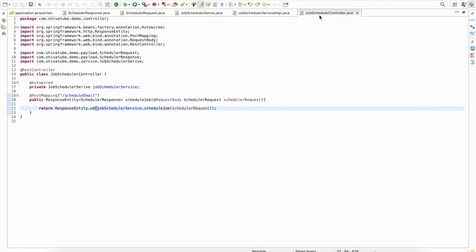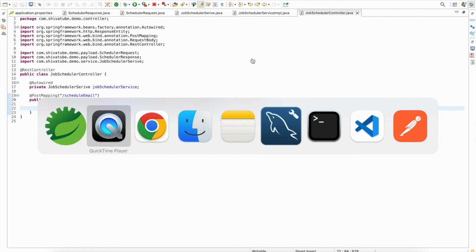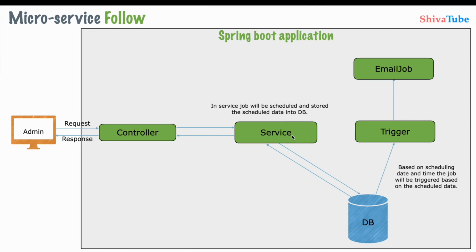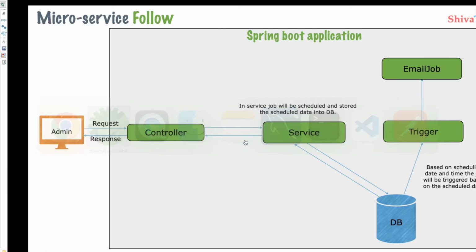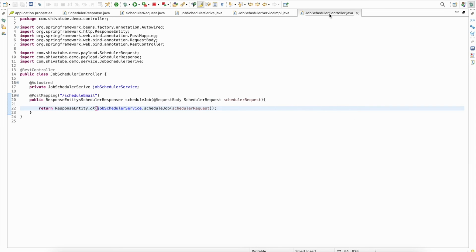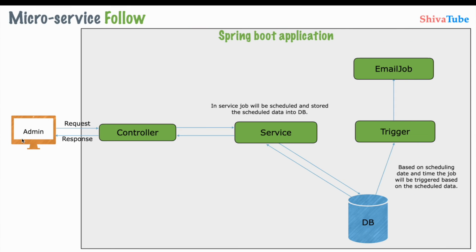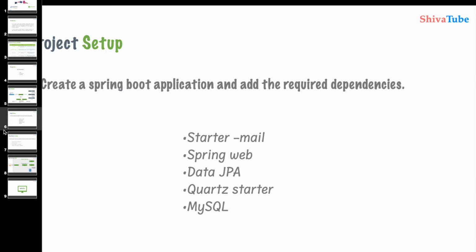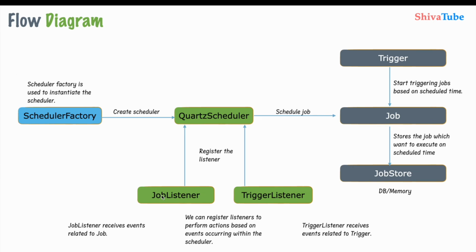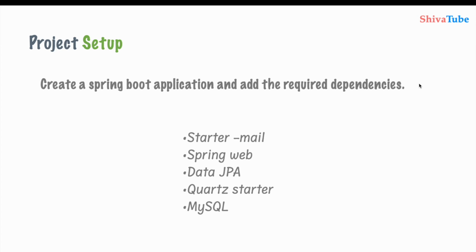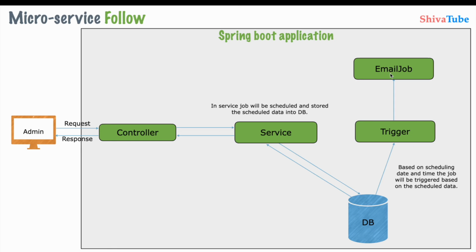So we have created this job scheduler controller and scheduler service. So controller and service are done, and the request and response models are created. Now we will be creating this email job, and let's see how we can create that. One more thing: in the previous video I told you there are a job listener and a job trigger listener. These two listeners we will be creating also. First we will focus on this email job.